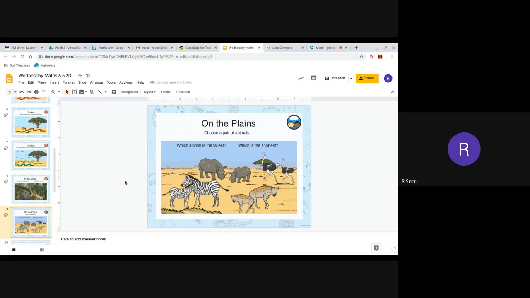Okay. Have a look at these animals here. Choose either zebras, rhinos, I think that's an ostrich, or a hyena. Okay, so I want to choose one group. So if I'm going to choose the zebras, so I've got both zebras here, think about which animal is the tallest out of those two, and which animal is the shortest. Okay, and have a go, and you can point to them. So your adult will know.